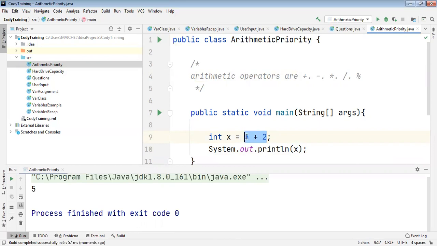Like here, I will make it more complex, not only 3 plus 2. I will make it 10 multiplied by 10 divided by 5 plus 3 minus 1 minus 1 multiplied by 4 divided by 2.